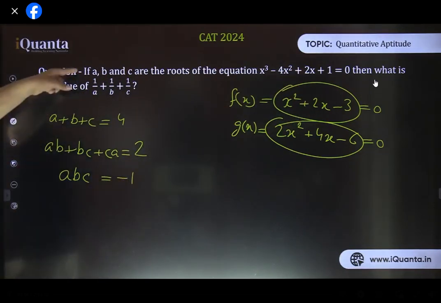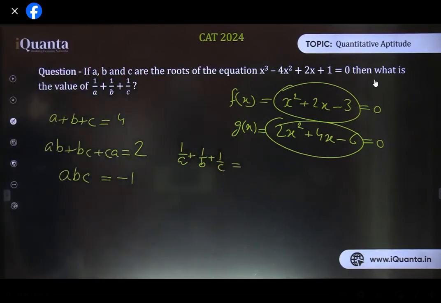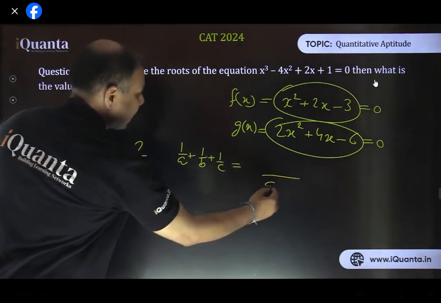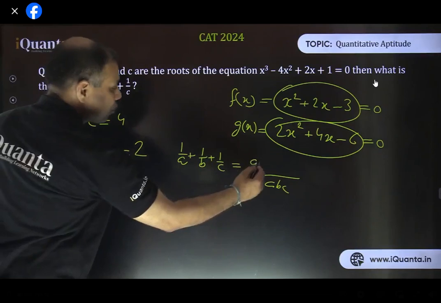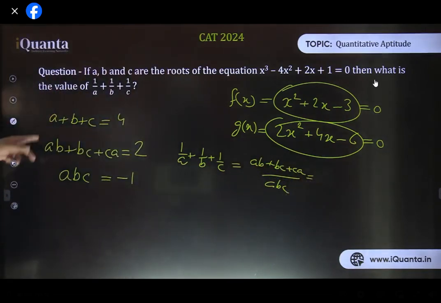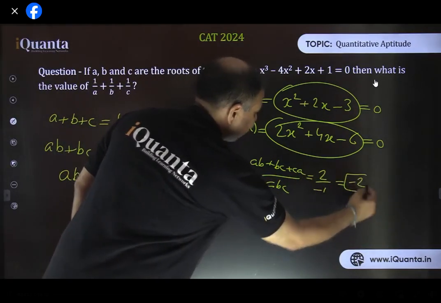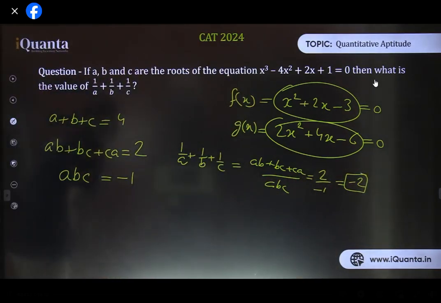Now this question was asking about 1 by a plus 1 by b plus 1 by c. We just need to simplify it, right? So taking LCM, we are going to get abc in the denominator. And at the numerator, we would have the product of 2 at a time, that is ab plus bc plus ca. Now we can just plug in these values. That is 2 upon minus 1. So that will give you the answer. Fine, that was just a basic part. I hope it is okay.